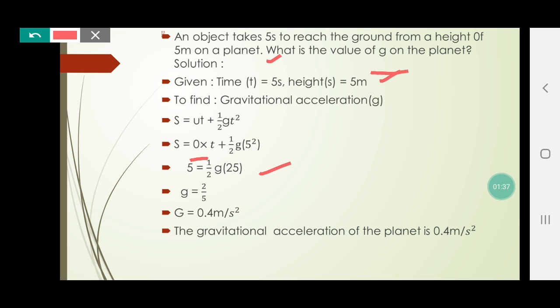Now we have to find out the value of g over here. So g will be equal to, 2 goes to the other side, so it is 10 upon 25. When I cancel it, I get the answer as 2 by 5. And when we solve it further, we get the answer as 0.4 meters per second square. So the gravitational acceleration of the planet is 0.4 meters per second square.